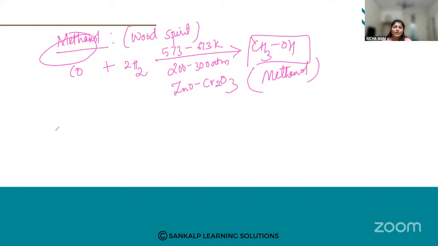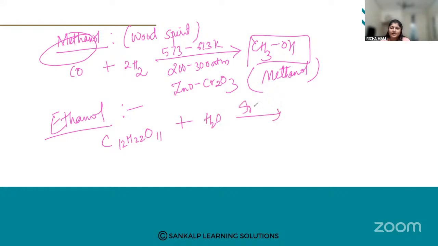These are the properties of methanol. Then the next alcohol is ethanol. How is it obtained? You do fermentation of sucrose in anaerobic condition, that is without the supply of oxygen. You use the enzyme invertase, by which you convert sucrose to glucose and fructose.